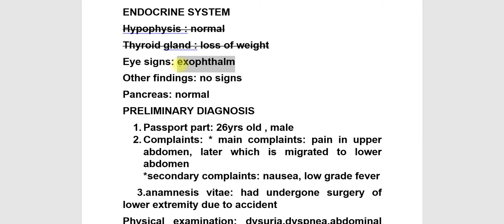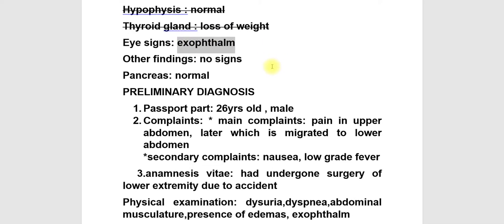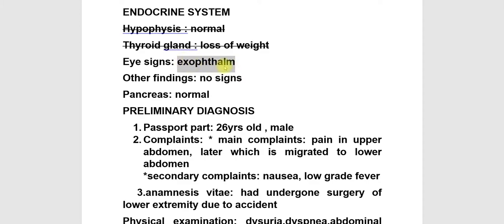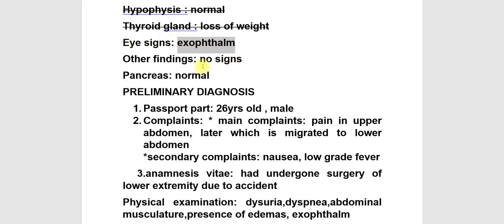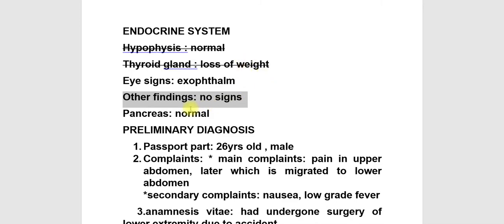Exophthalm. Okay. Is this exophthalm related to thyroid gland dysfunction, hyperthyroidism, or is this exophthalm a separate disease? Maybe he has a concomitant eye disease which causes him exophthalm. Is this the exophthalm of one eye bulb or both? Right, left, if it's a single eye? We don't know that. What other findings? Other findings of what? No signs of what?